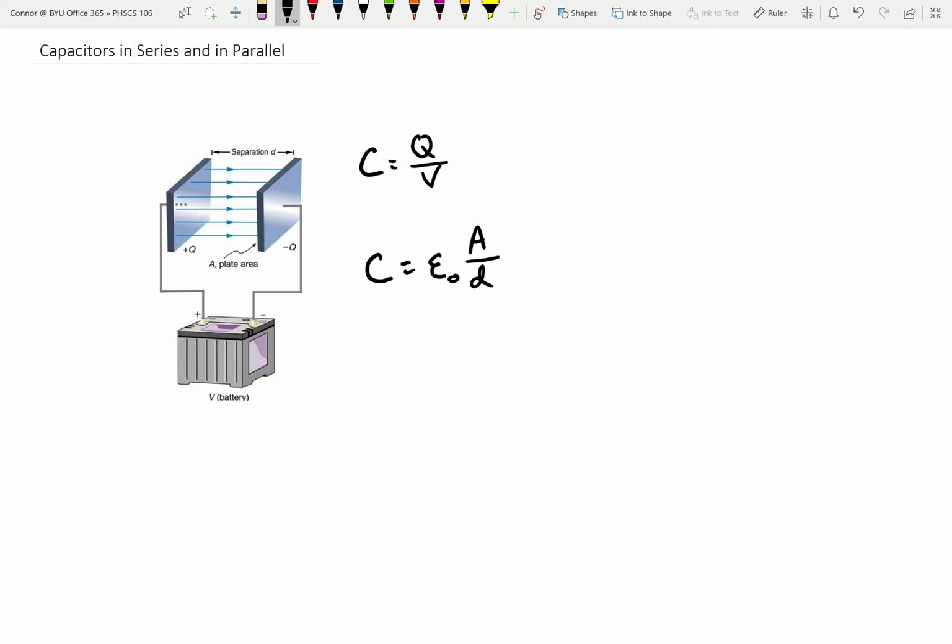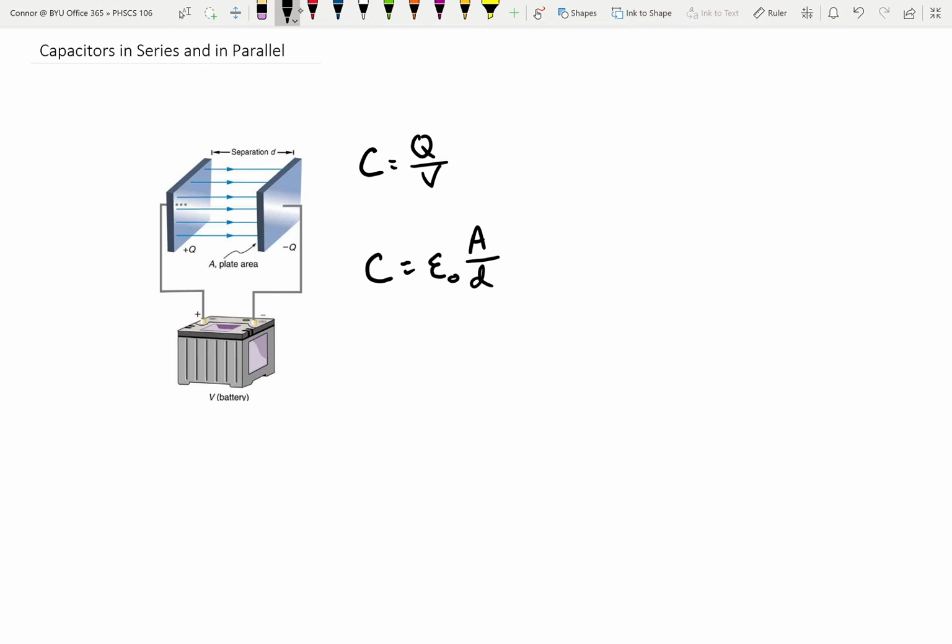Hello, today we're going to talk about capacitors in series and in parallel. Before we start, I'll give a brief overview of what a capacitor is and why it's useful. In a circuit, a capacitor is used to store electric charge.